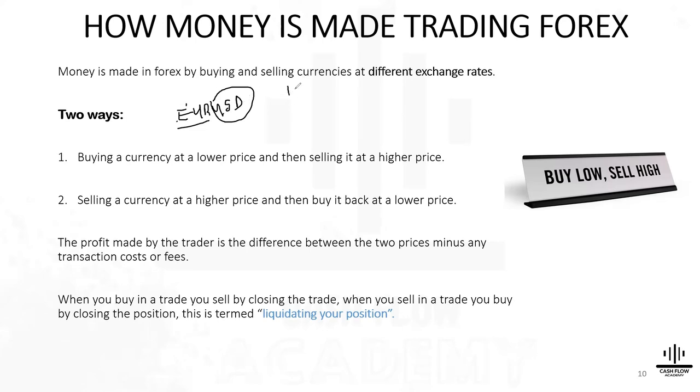So let's say, to make it easier for us, 1 unit of euro is trading for 4 USD. Then it goes down in value. That is, the euro now goes down in value. €1 is now trading for 1 USD. Now you can see what they say there. Selling a currency at a high price. This is the price of euro. Euro is high. The price for euro is 4 USD. And then buying it back at a lower price.